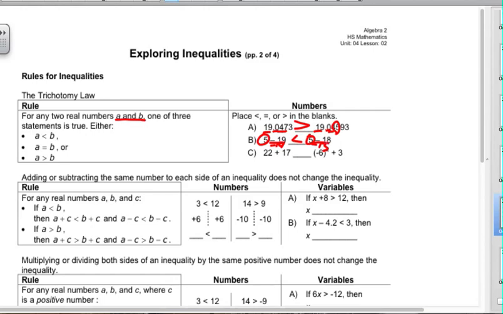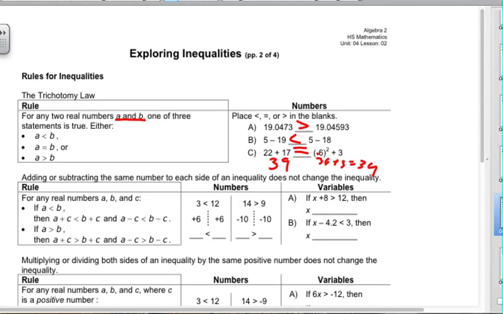A larger negative number is smaller than a smaller negative number. Okay, on part C, we're probably actually going to have to do some arithmetic. So 22 plus 17 is 39. This gives me 36. Negative 6 squared is 36 plus 3, which is 39. And I know that 39 equals 39.